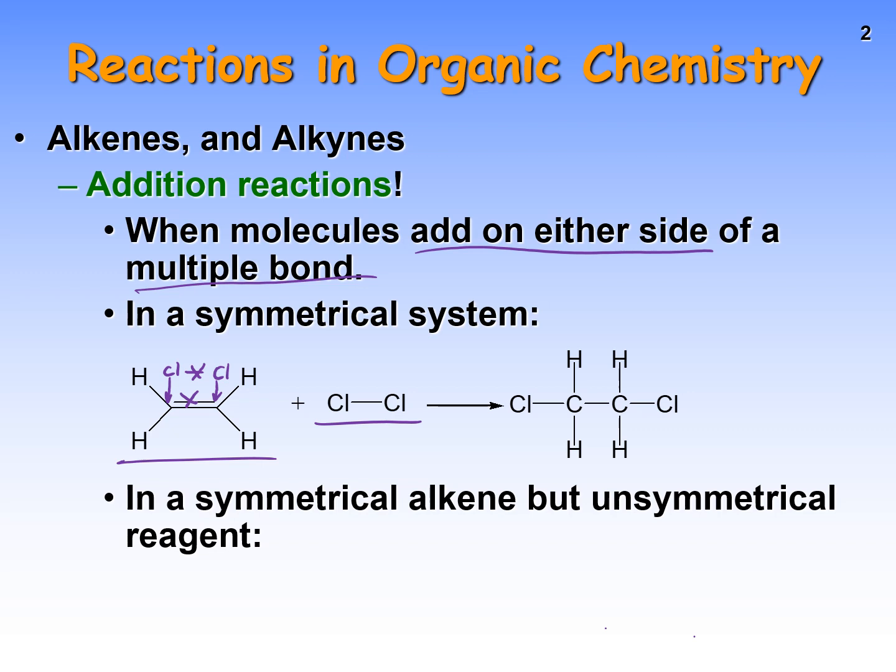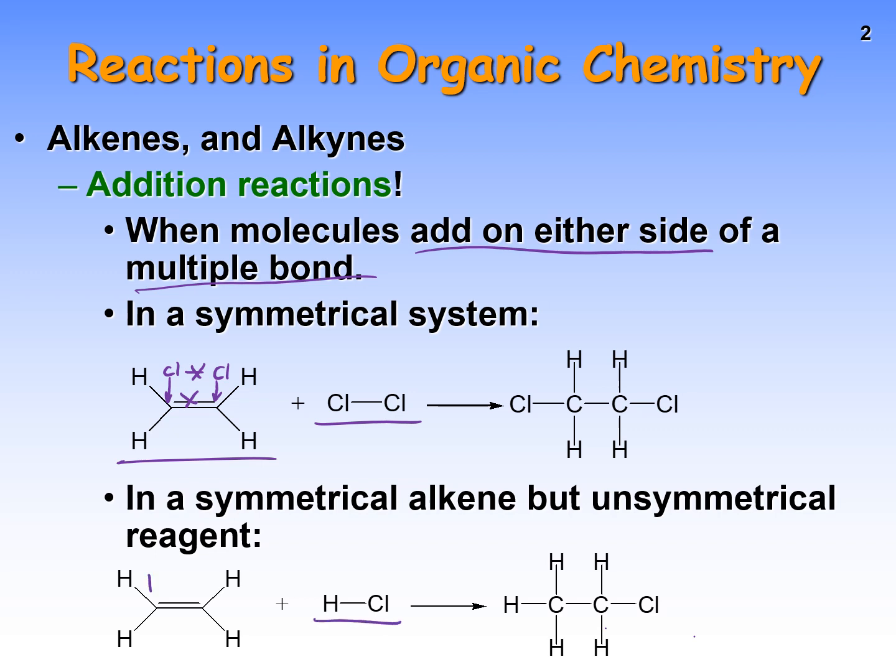If we have a symmetrical alkene but an unsymmetrical reagent, something like this, now we have HCl here. The H will attach to one side, the Cl will attach to the other. This guy goes here, this guy goes here. The double bond loses, we break that bond. And we get CH3HCl, or CH2Cl. Again, we don't have to use Cl here. We could be using Br, F, whatever. Doesn't matter.